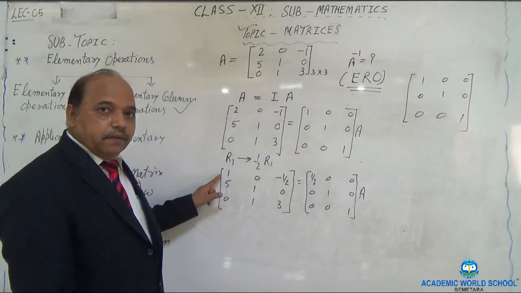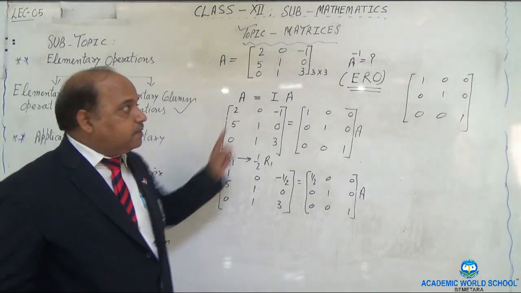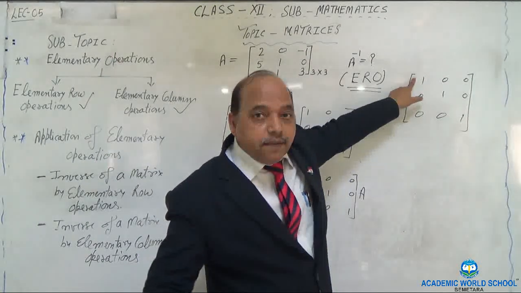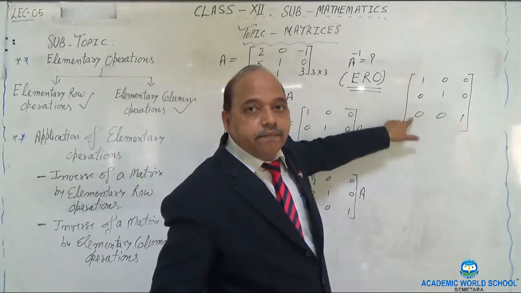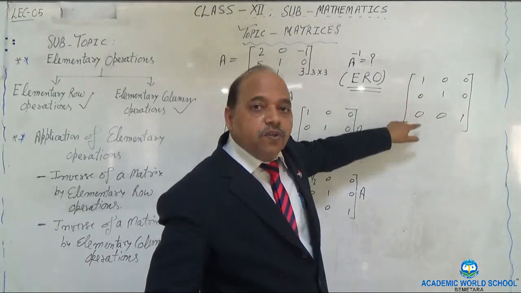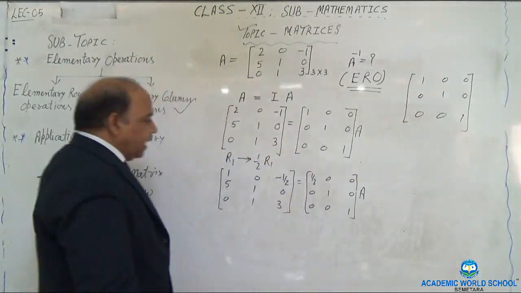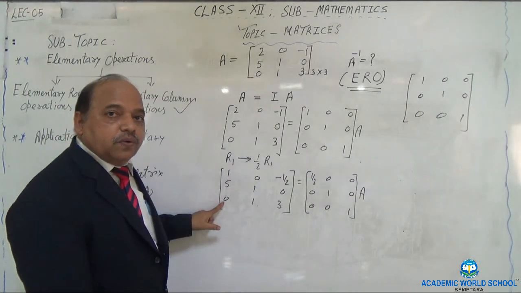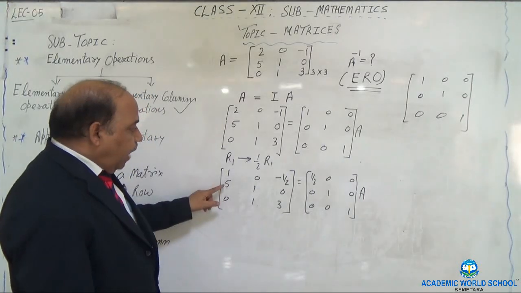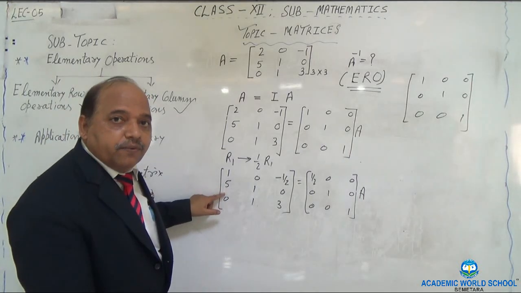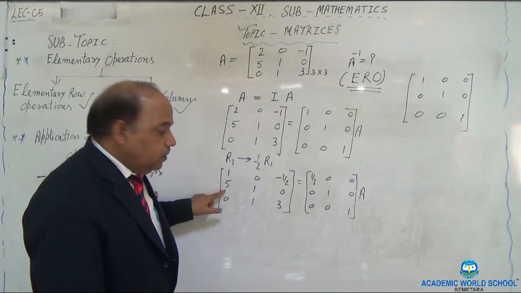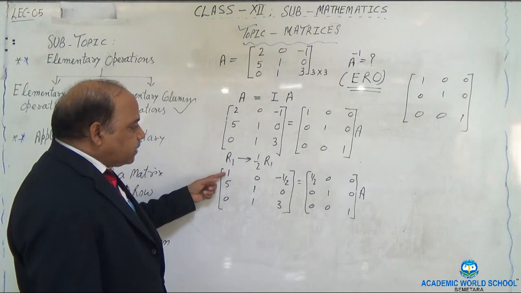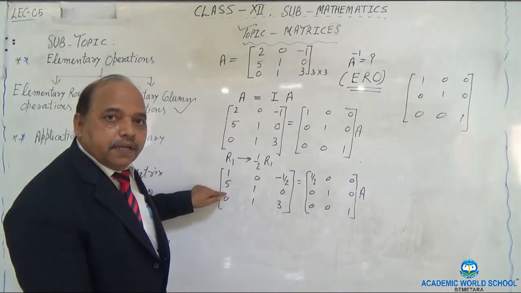We have got 1. Always remember, this is my reference. After getting this 1, what is the next step? How to bring 0 over here? This one is already given as 0, so there is no problem. Now how to bring 0 over here? To bring 0 here, can I say that if I subtract 5 times of this from here, I will get 0?